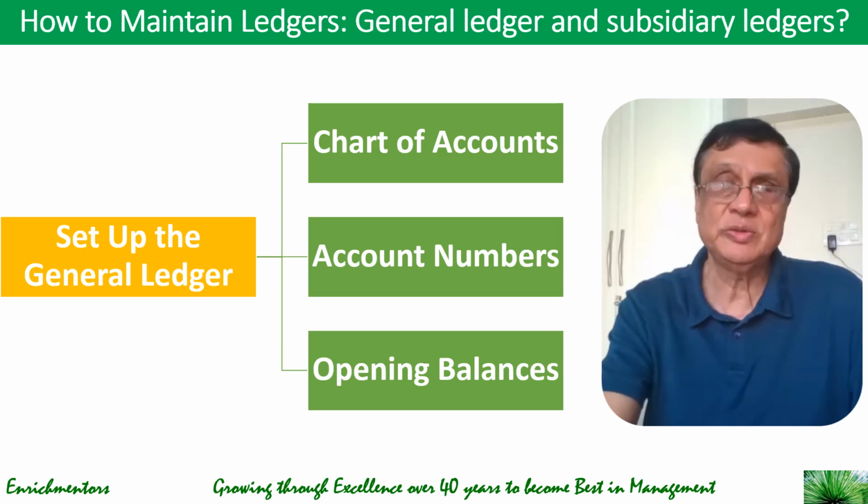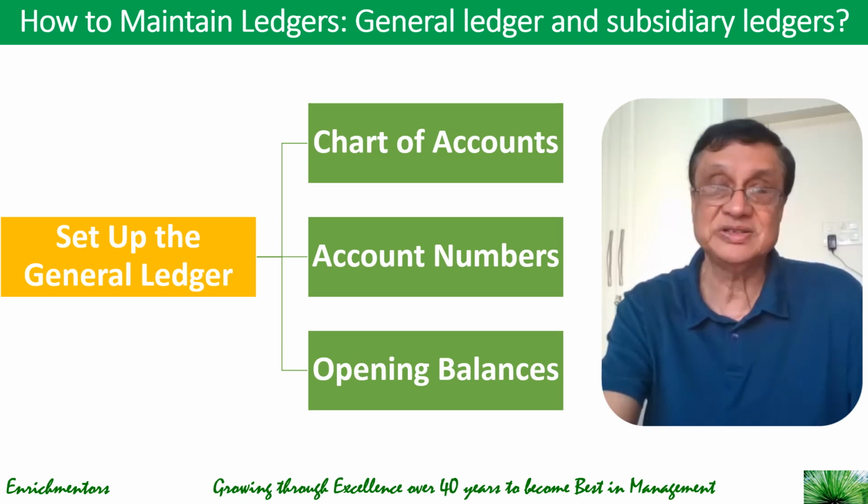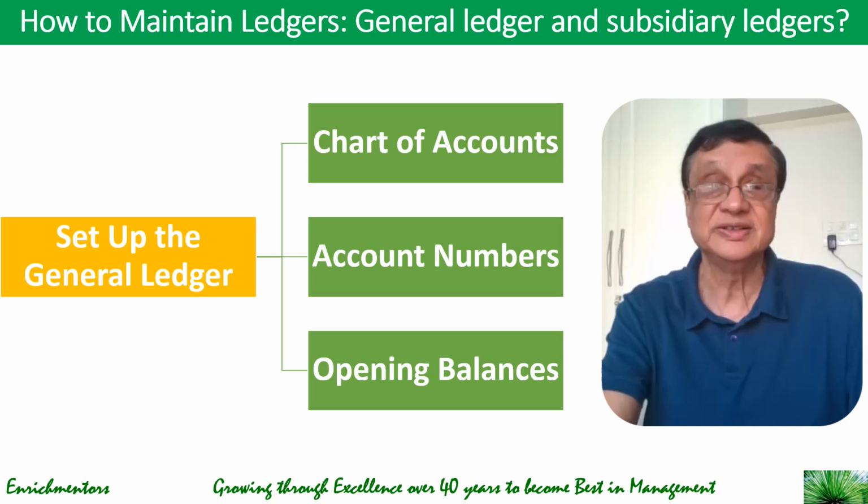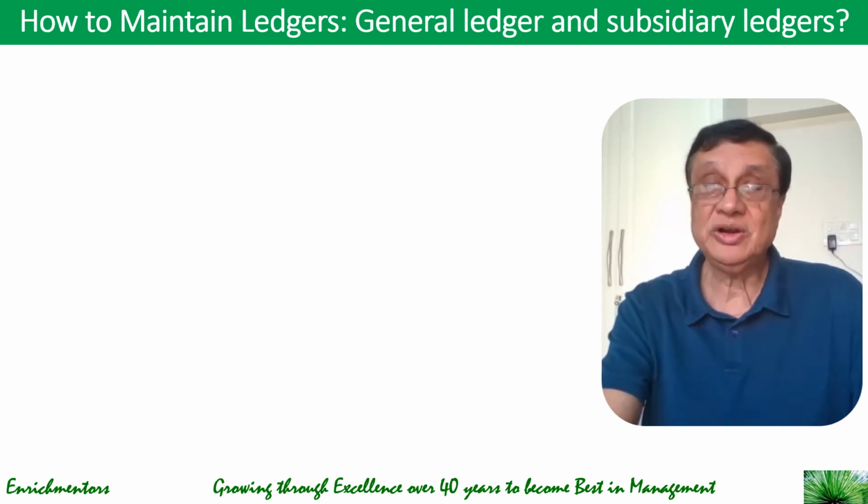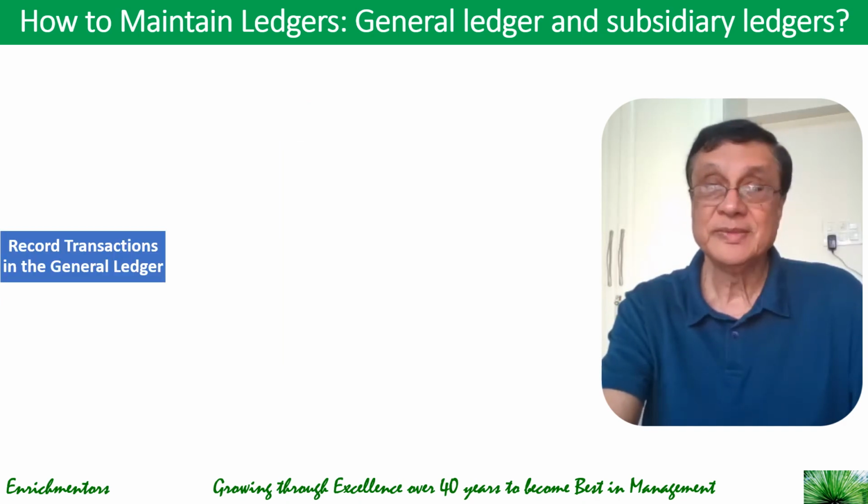And which usually would be, if your business has been going on, you will transfer it to here. Otherwise, if the business is starting, it will be zero in most cases. Then you record transactions in the general ledger, and there are a couple of things that you do. Two things: you make journal entries.